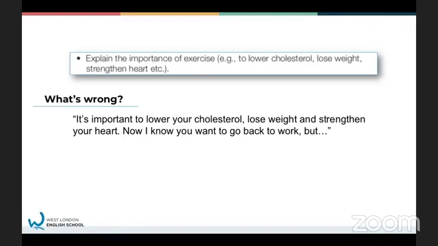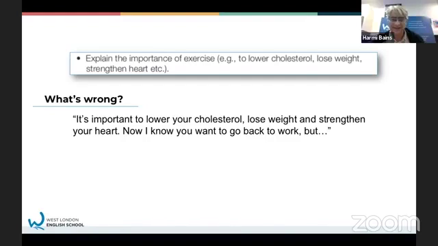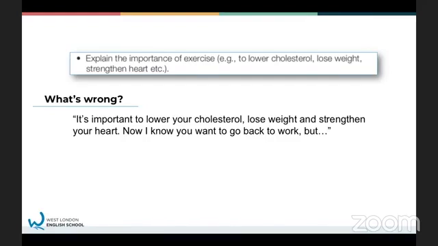She's not going to the topic. She's saying a different thing. Like, it's important to lower your cholesterol, lose your weight, and strengthen. Now I know you want to go back to your work. Like, she's not concerned about his or her medical condition. She's just concerned about his work.